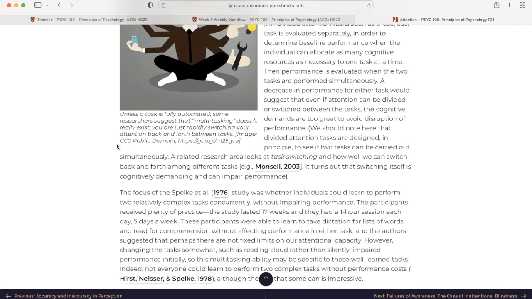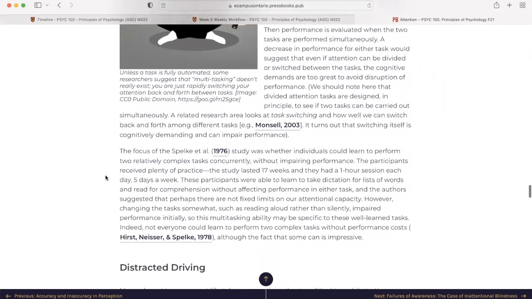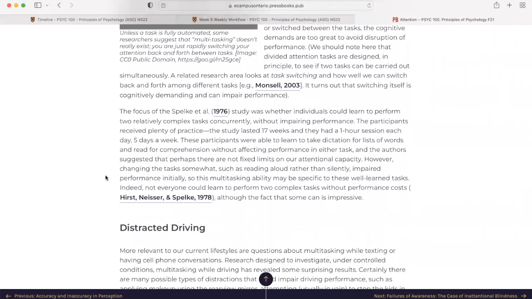Unless a task is fully automated, some researchers suggest that multitasking doesn't really exist. You're just rapidly switching your attention back and forth between tasks. The focus of the Spelke et al. study was whether individuals could learn to perform two relatively complex tasks concurrently without impairing performance.